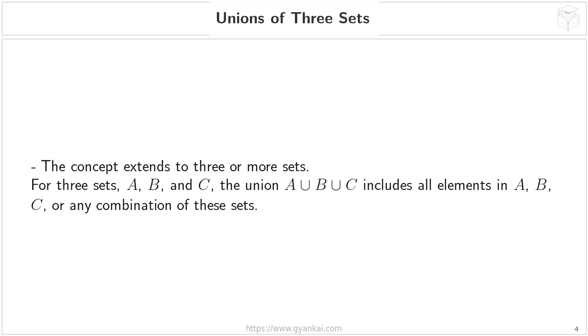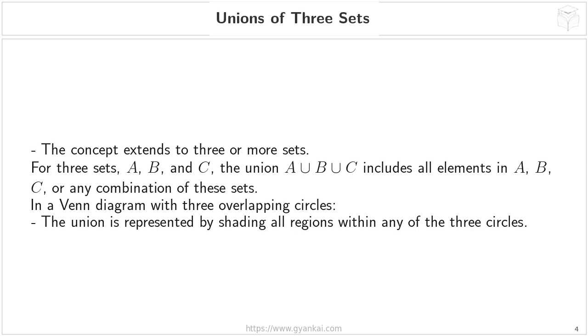Let's consider 3 sets, which we'll call A, B, and C. The union of these 3 sets, written as A union B union C, includes all the elements that are in A, or in B, or in C, or in any combination of these sets. Essentially, if an element exists in any of these sets, it's part of the union. Now let's see how this looks in a Venn diagram.